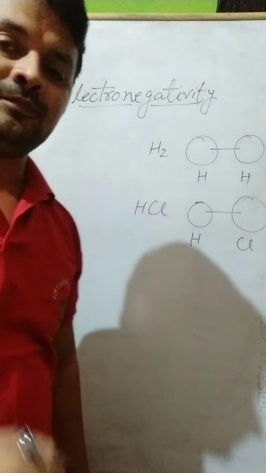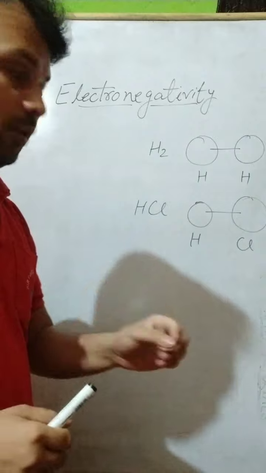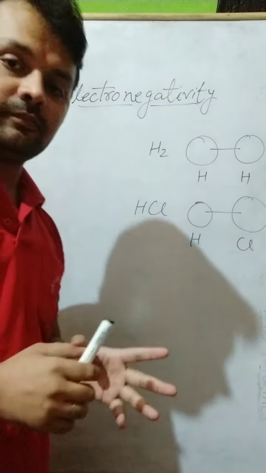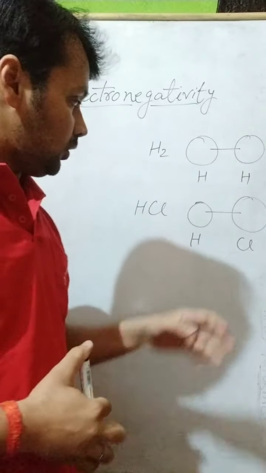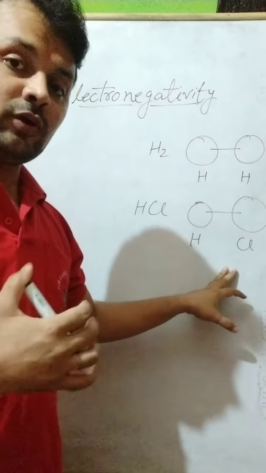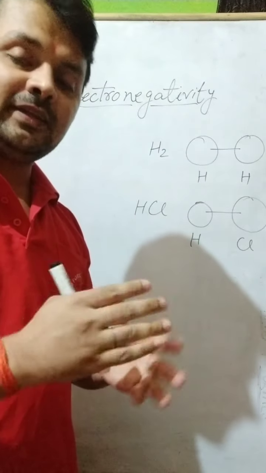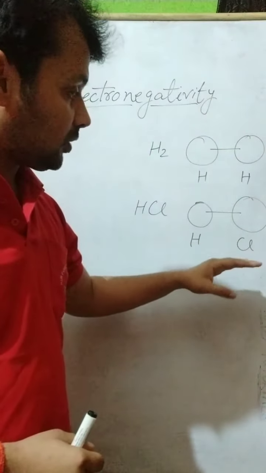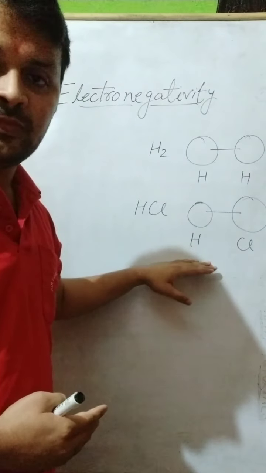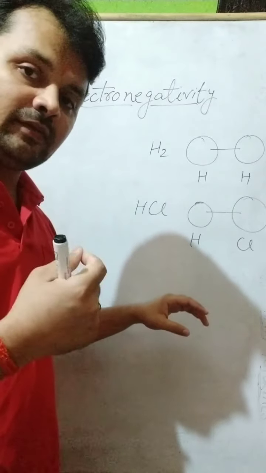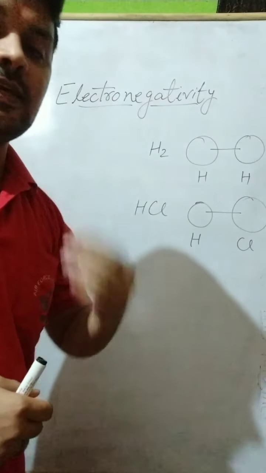What is the difference? In the first case we have the same type of atoms, similar atoms. In the second case we have different types of atoms. So when we have different atoms, what happens? One atom has different electronegativity than the other, right? Chlorine has more electronegativity than hydrogen. So what will happen? Now, what is electronegativity? It is the attraction of the shared pair of electrons towards itself.